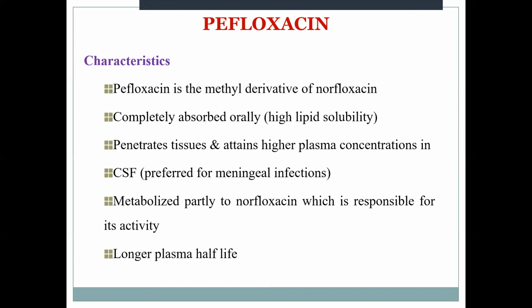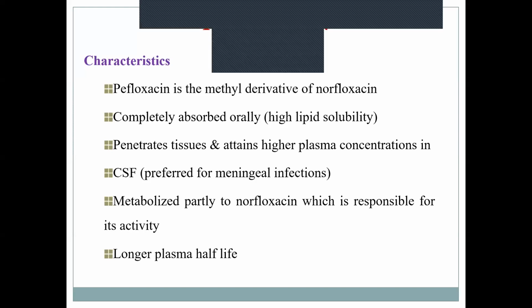Another compound is pefloxacin. Pefloxacin is a methyl derivative of norfloxacin. It is completely absorbed orally. That is the advantage of this drug. Because of its high lipid solubility, it penetrates tissue and attains higher plasma concentration in cerebrospinal fluid. Because of this, this drug is preferred for meningeal infections.